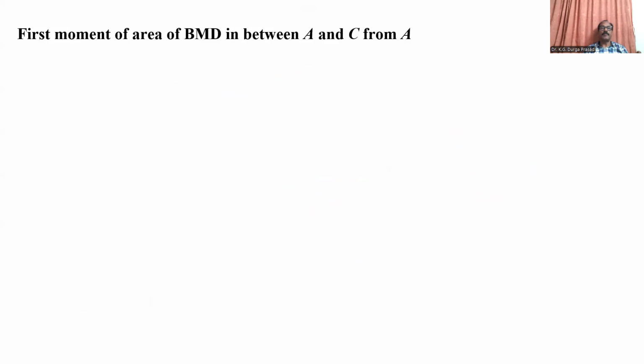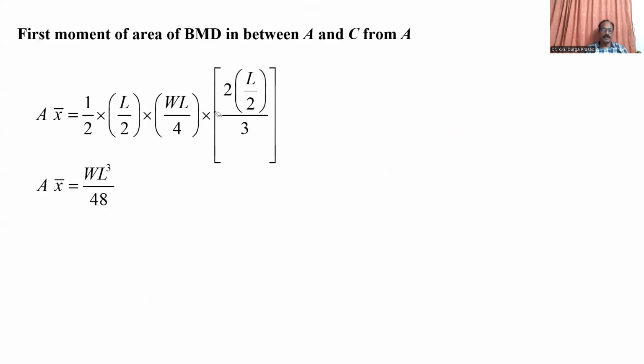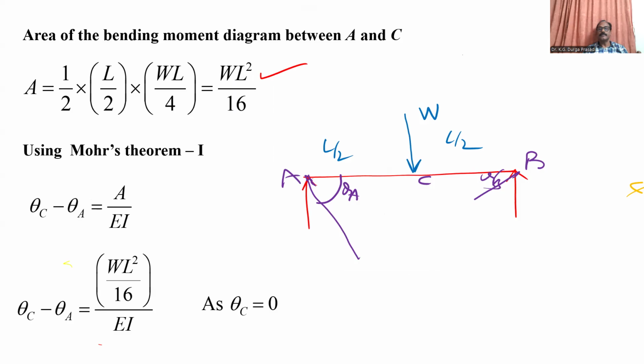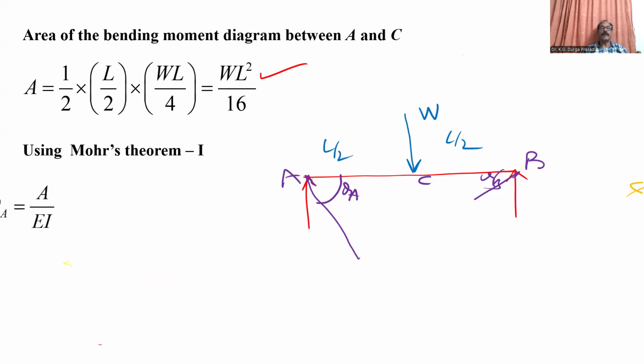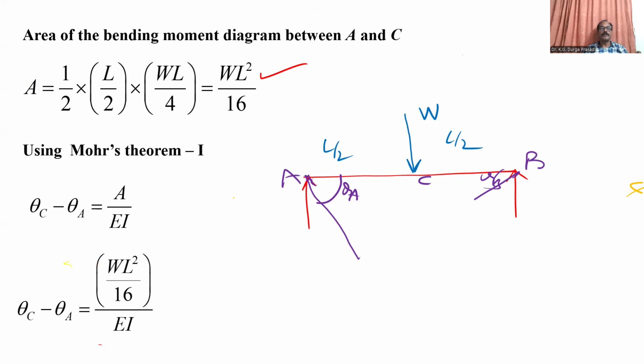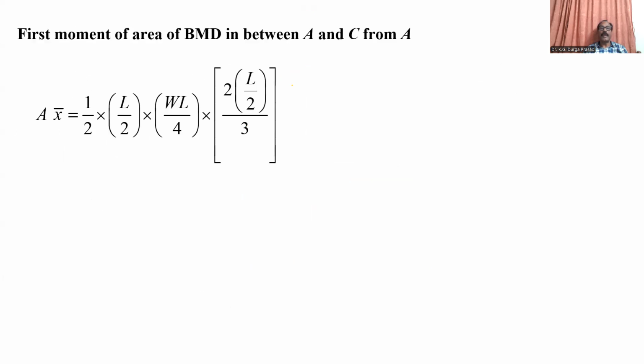Now, I'm trying to find the first moment of area. What is the meaning of first moment of area? Area into centroidal distance. So here, see the centroidal distance. What is the height here? L by 2. Now, the height of the triangle is L by 2. So 2 into L by 2 by 3. Substituting the values, you are getting A x bar equal to WL cube by 48. So this is the first moment of area considered between the points A and C.